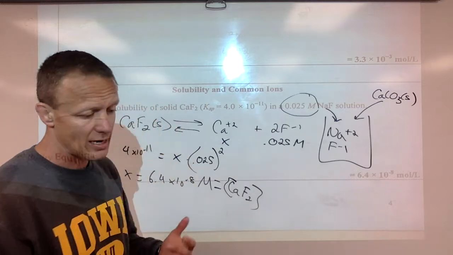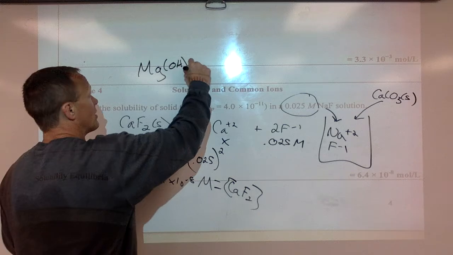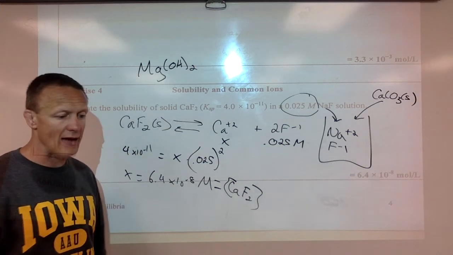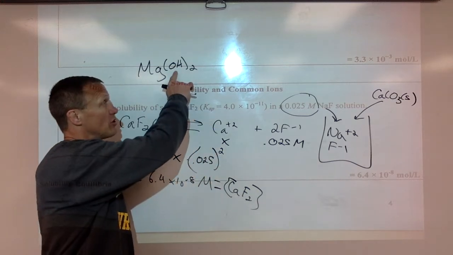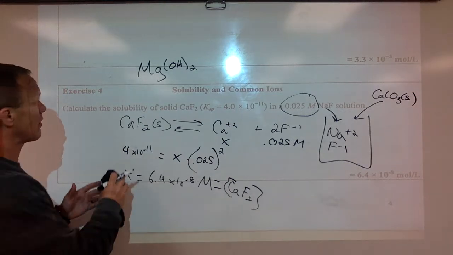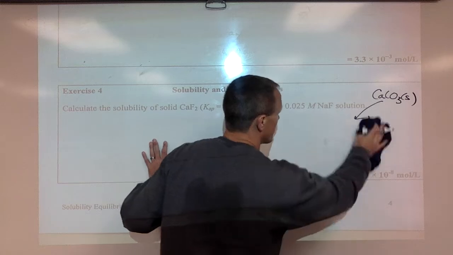Sometimes you'll get compounds like, say they'll give you magnesium hydroxide and say, okay, we're going to dissolve that in some acid. So you got to think about, hey, what's going to react? What's the acid going to provide? Well, acid's going to react with OH negative ions, remove those. Okay, so we'll do some problems like that down the road here. Let's do one more problem.